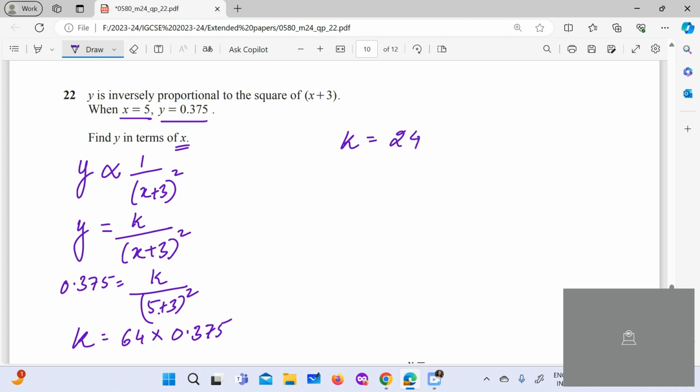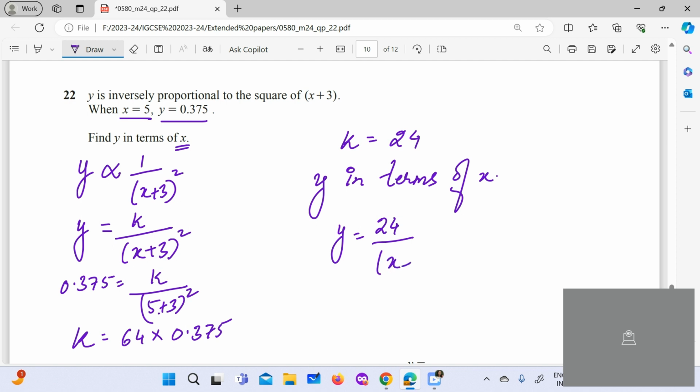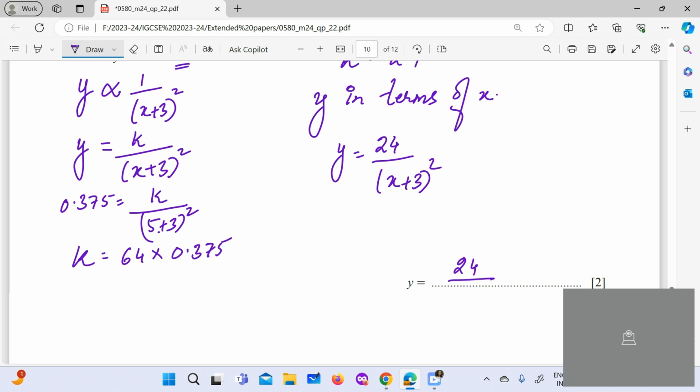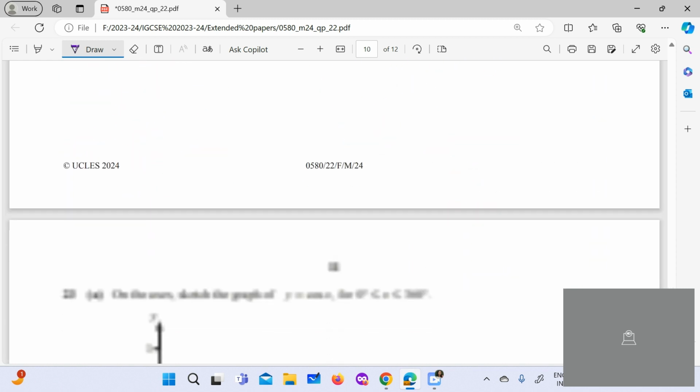Now you have to write y in terms of x. So y is equal to, we have the value of k, so k is 24 upon, in terms of x we have to write, so it will remain (x plus 3) whole squared. So we write here 24 over (x plus 3) whole squared. Yeah, let's go to the next question now.